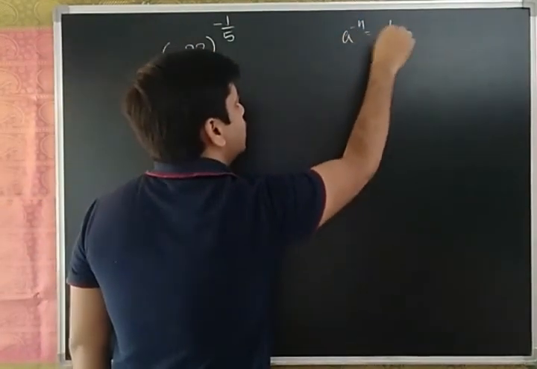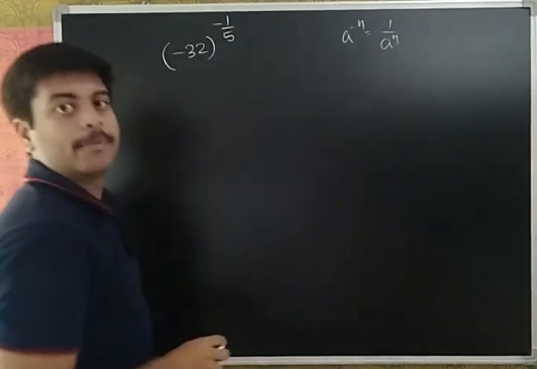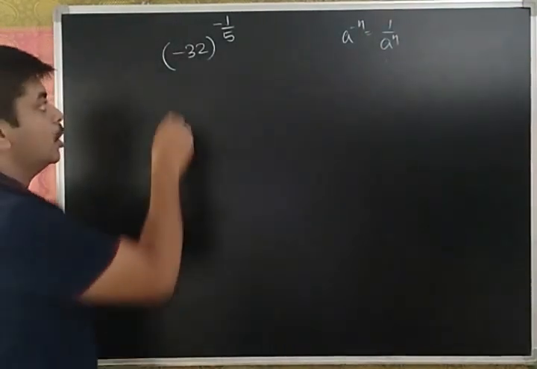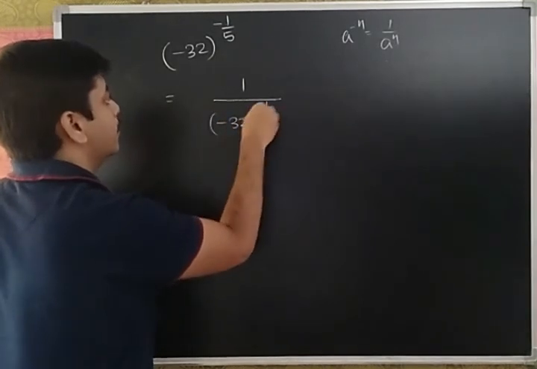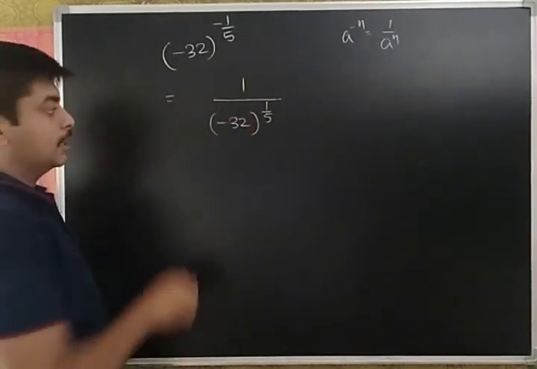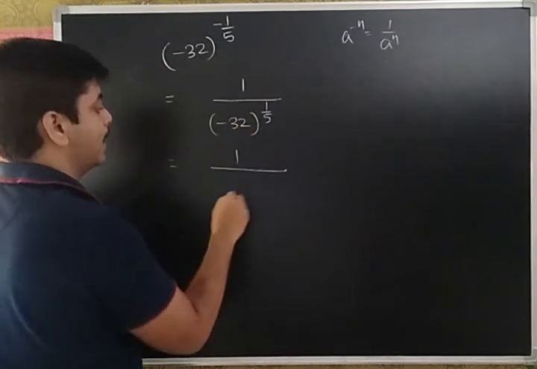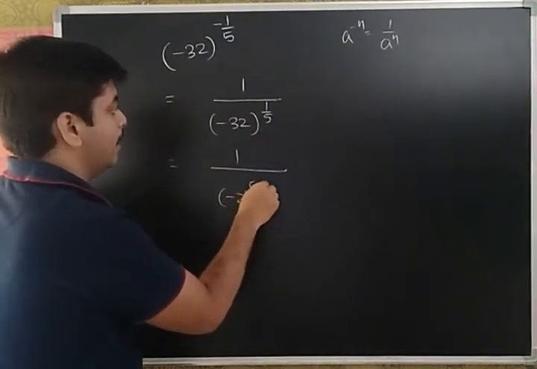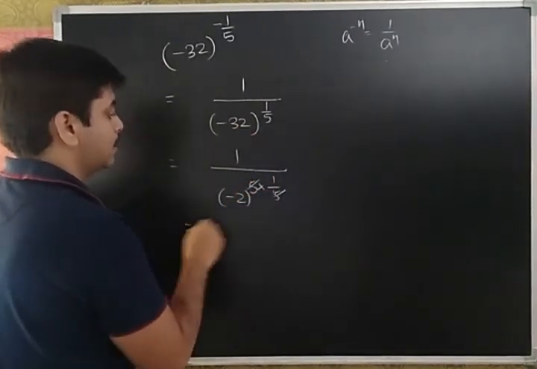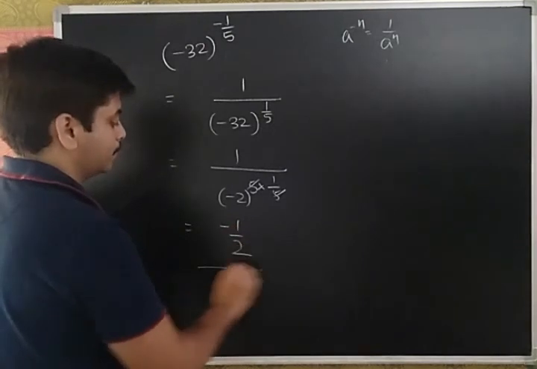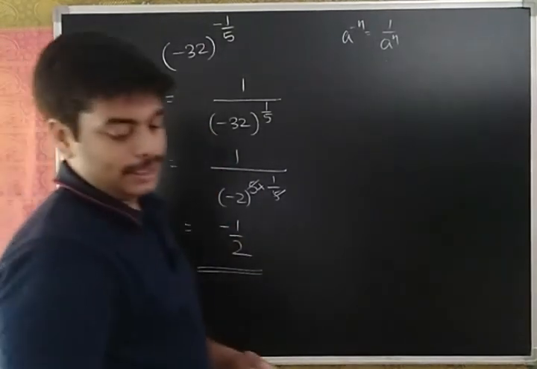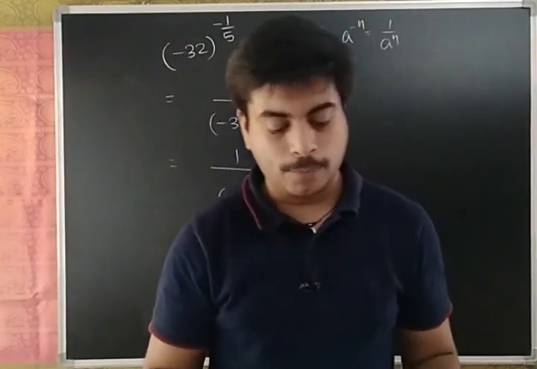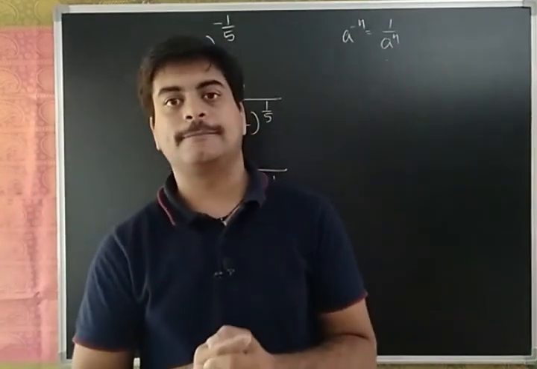A power minus n is equal to 1 by a power n. So it is 1 by minus 32 whole power 1 by 5. So now 1 by, this is minus 2 power 5 into 1 by 5. So it is minus 1 by 2. Clear? So in this way you can solve more problems on indices.